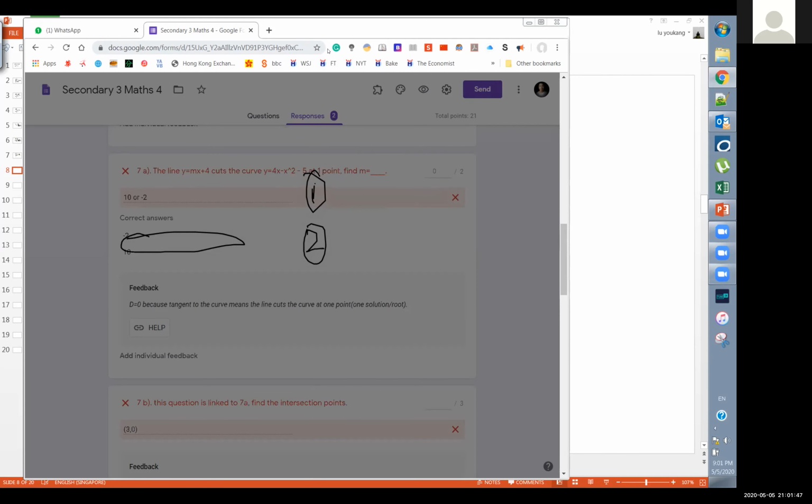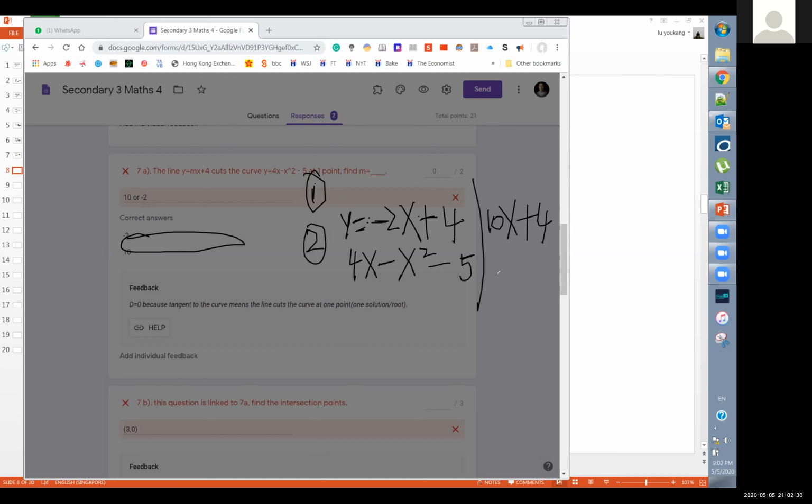First, you find your M, right? Because your M has two answers, you have two sets. This is your equation 1, and this is your equation 2. Then you have another set, which is 10. Your equation 2 is still the same.